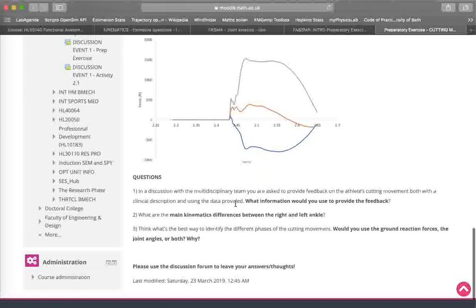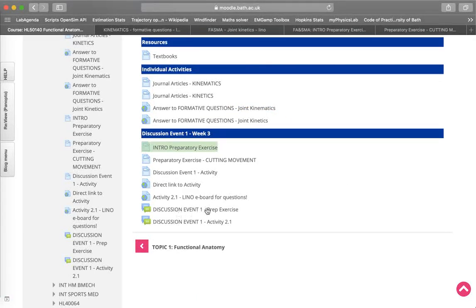The second task is related to answering some formative questions. There are three main questions here, and to answer them, you can go back here and go to the discussion event related to the preparatory exercise. Again, I think it's quite important for you to go through this exercise, because the first questions of the preparatory exercise really aim to prepare you for the other activities. So it's a good way to do the preparatory exercise first and then engage with the discussion, the second activity.